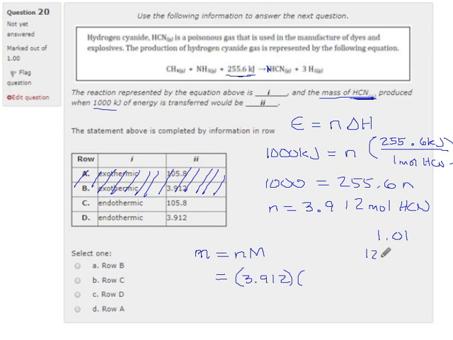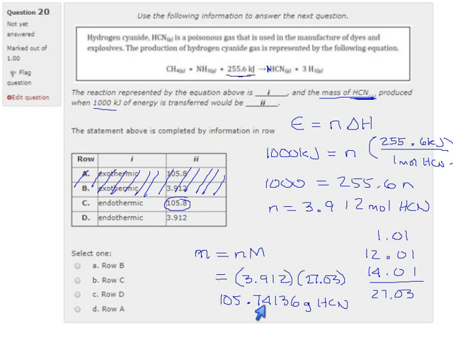1.01 for the hydrogen, 12.01 for the carbon, 14.01 for the nitrogen, 27.03. That is our molar mass. 3.912 times 27.03 is 105.74136 grams of HCN. So clearly this is the closest answer.